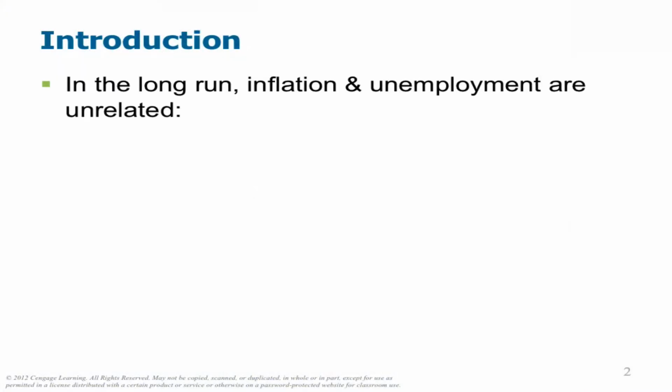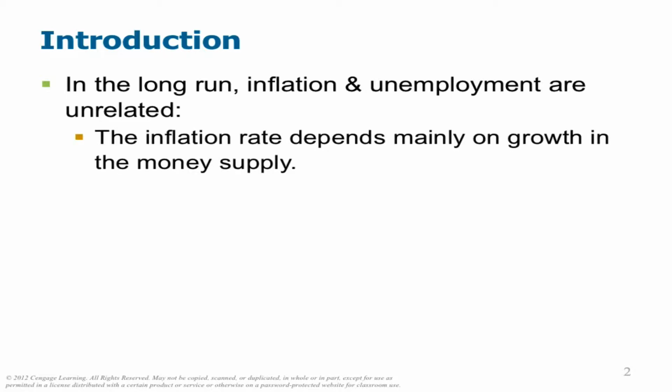All right. In the long run, they're unrelated. They don't have anything to do with each other in the long run. On what is inflation based? What causes inflation? Literally what we've been doing the past 3 chapters. Increase in the money supply causes inflation. Very good. Now, what determines the natural rate of unemployment?